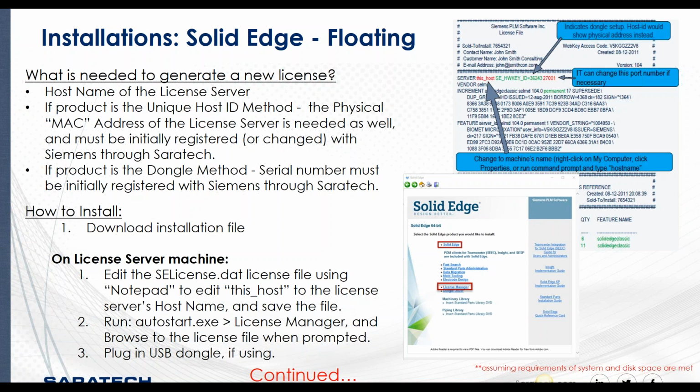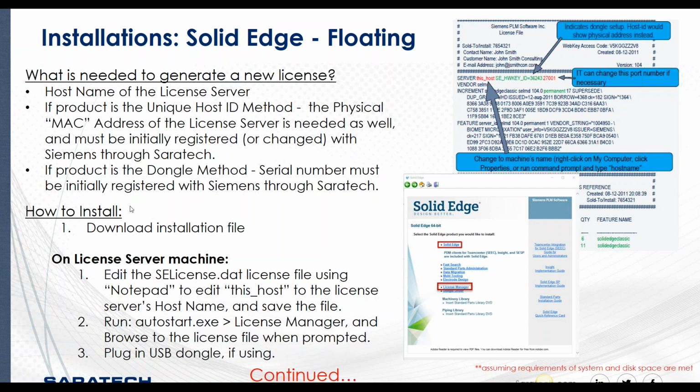And then just like how FEMAP had the USB dongle for Knobloch, Solid Edge has an option of a floating USB dongle as well. So if the product is a dongle method, the serial number must be registered with Siemens through Saratech. And you'll download the installation file to install it.